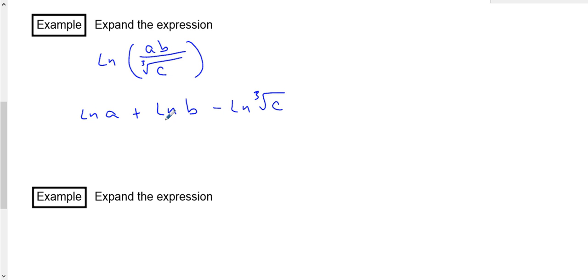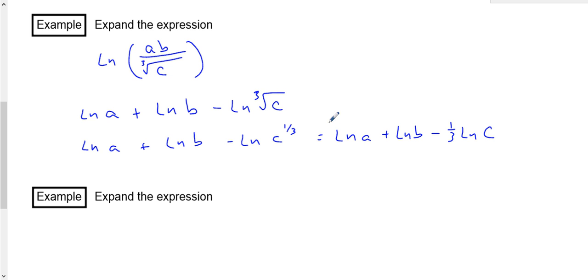And really there's nothing I can do with natural log of a or natural log of b, but with the natural log of the cube root of c, I can convert the radical into an exponent, and then because I have an exponent, I can move that out to the front. I'm only going to move it out into the front of that expression, not out in front of all of them. So finally, I will get natural log of a plus natural log of b minus 1/3 natural log of c.